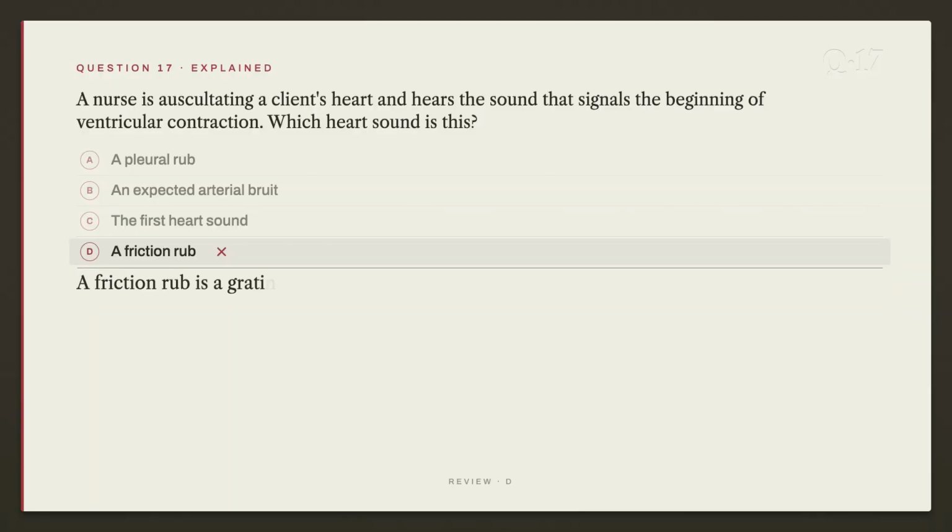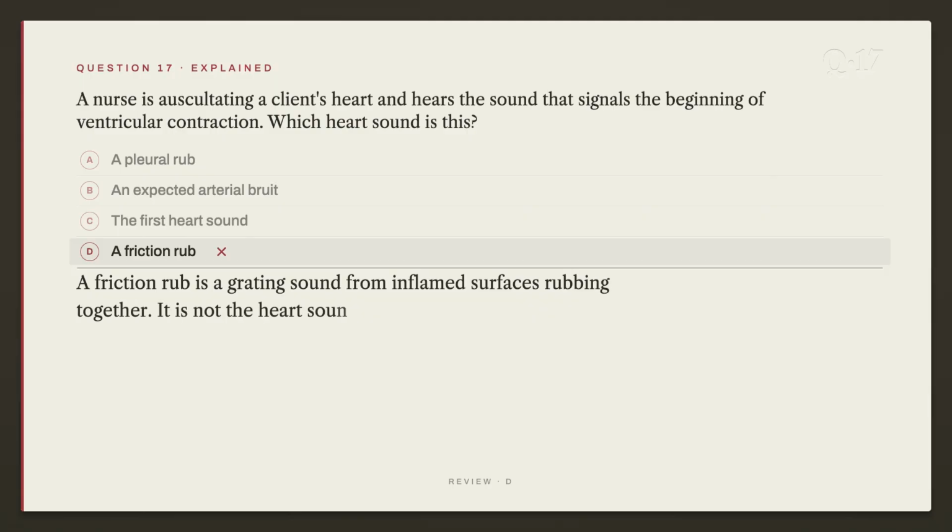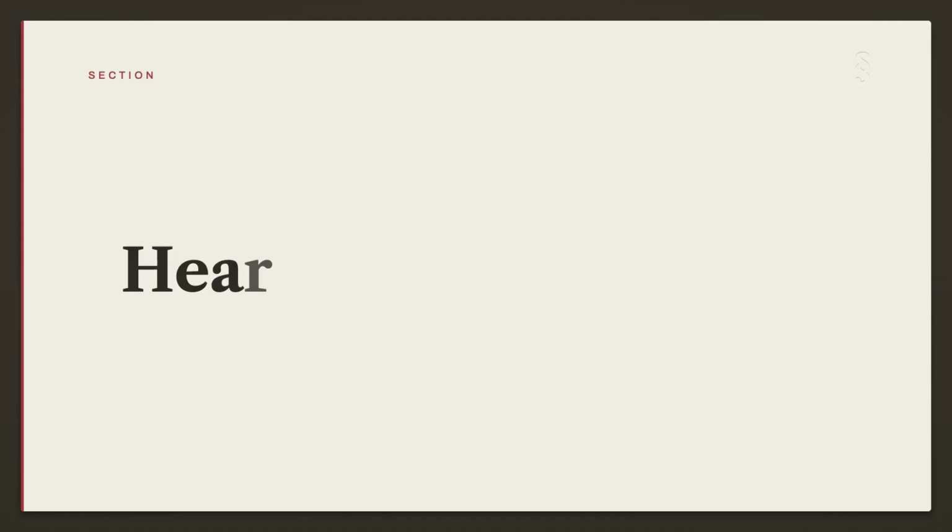D is wrong because a friction rub is a grating sound from inflamed surfaces rubbing together. It is not the heart sound that marks the onset of ventricular contraction the nurse heard.